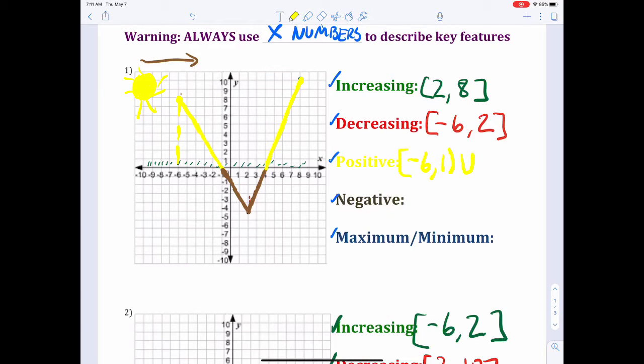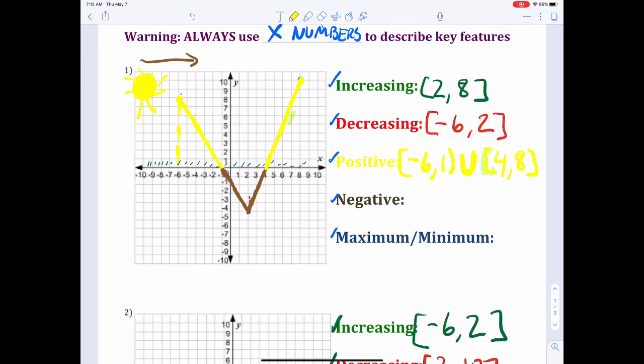And we're also going to create this union sign, this big U right here. Union means there's another area that is positive. It's positive over in this area right here. So that's from 4 to 8.